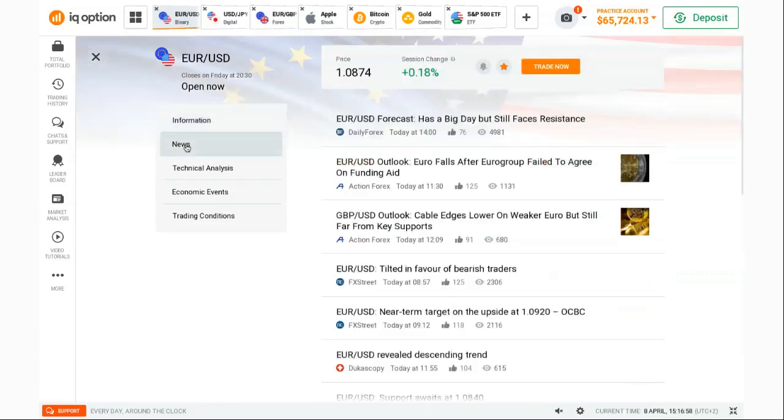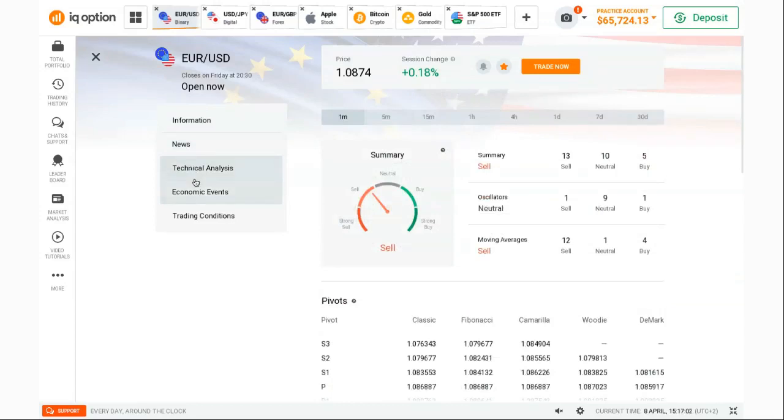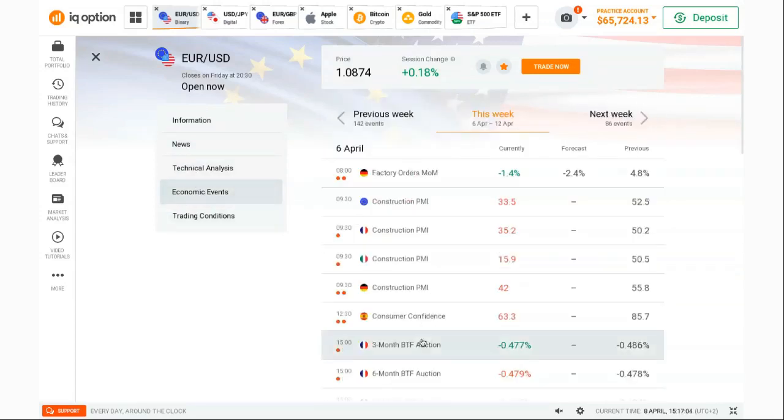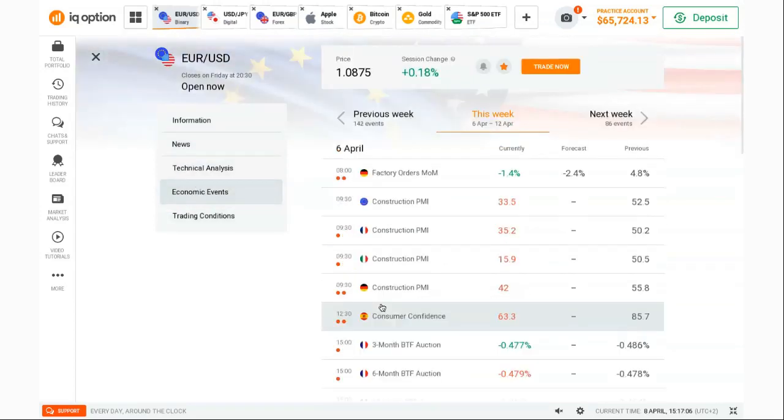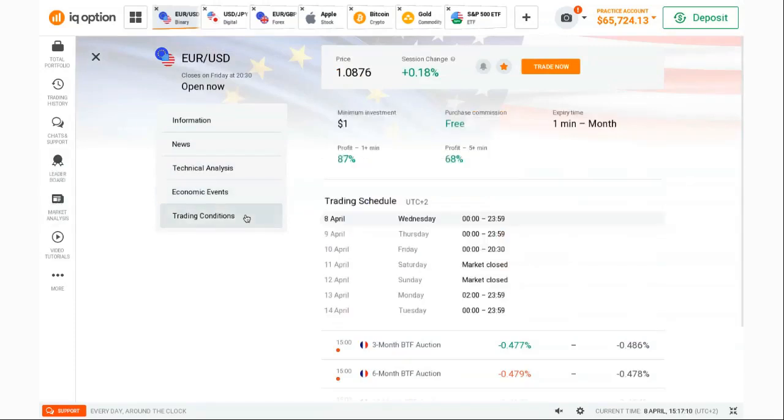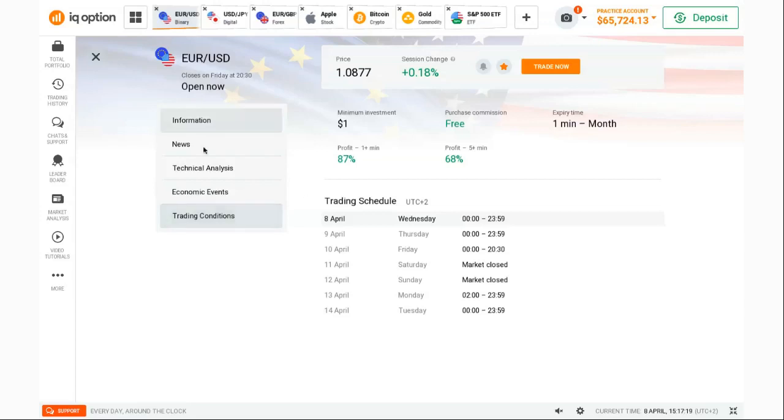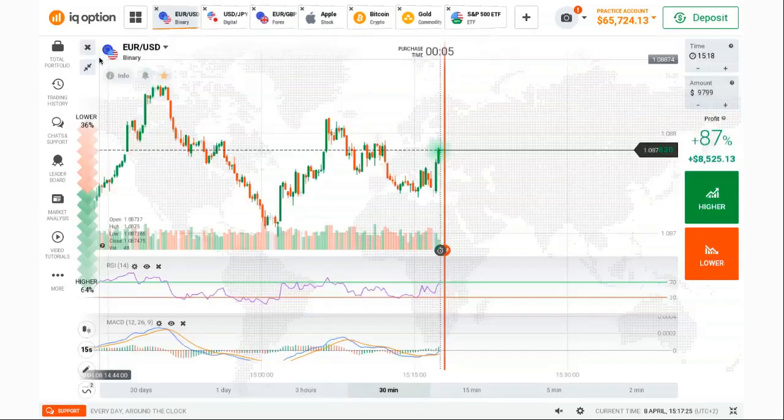We can also see news related to the pair, one or the other, technical analysis, economic events. These are macroeconomic events. The relevance we'll talk about soon when we get to here. And trading conditions, when and how. It's, for me, a very practical way to trade. It gives me the world of information. Like I say, it's not only for Euro USD.